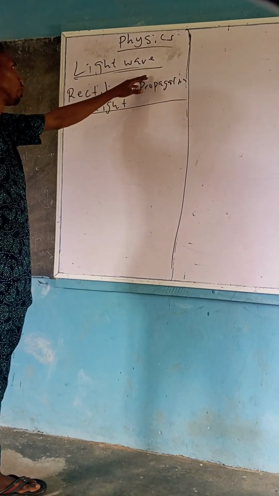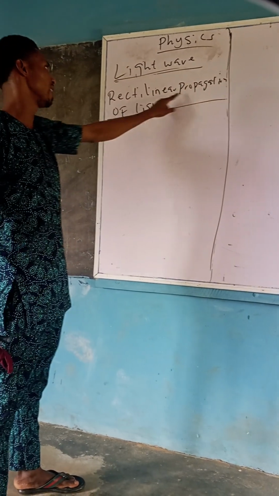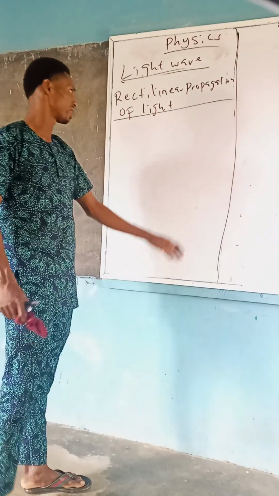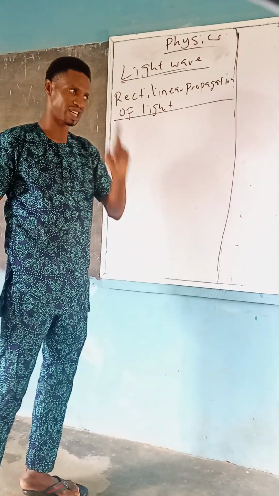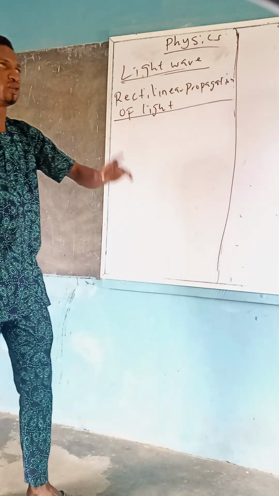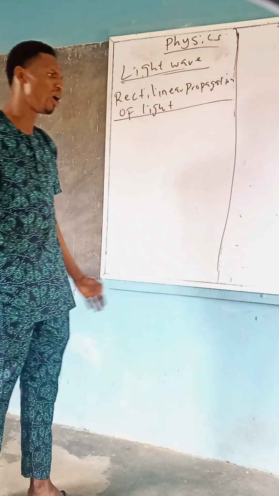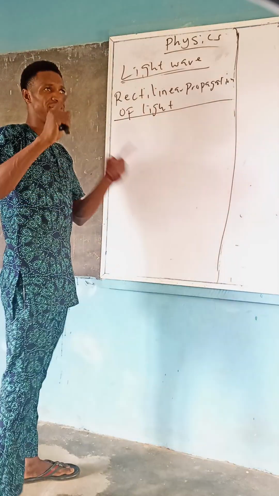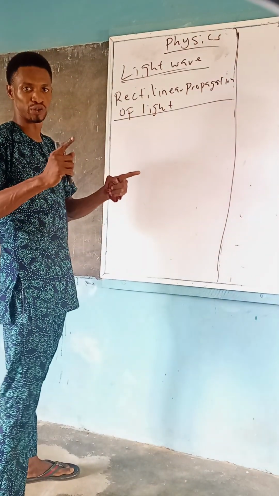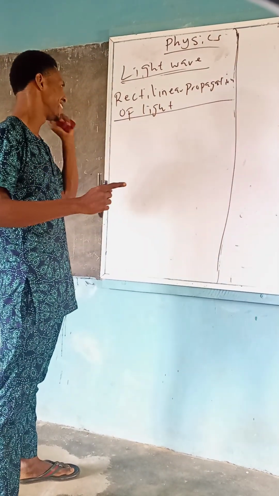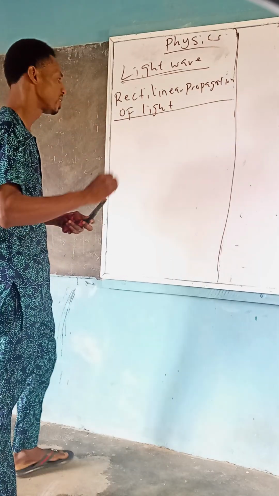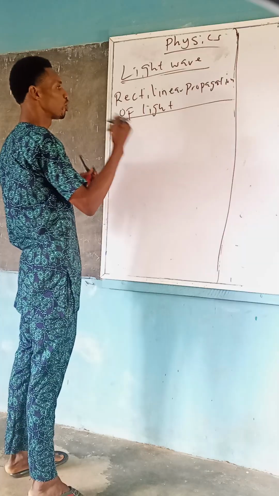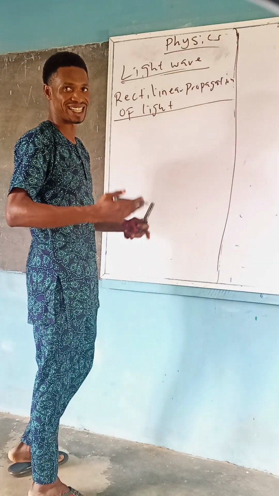Under light waves, we are going to consider the rectilinear propagation of light. Now, what does rectilinear propagation of light mean? It is trying to explain that light travels in a straight line. Now, what is the evidence that shows or explains that light travels in a straight line?